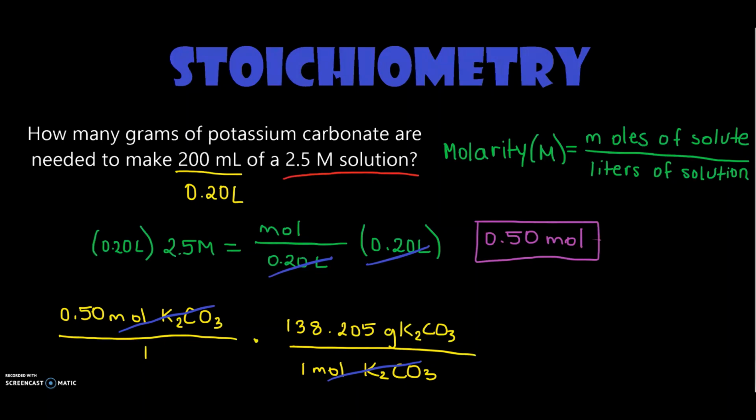Leading us with an answer of 69 grams of K2CO3. And since we started out with 2 sig figs, we need to end with 2 sig figs, so that's why we only have 69, though there are decimals.